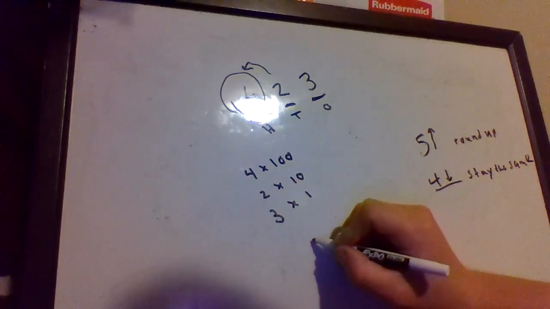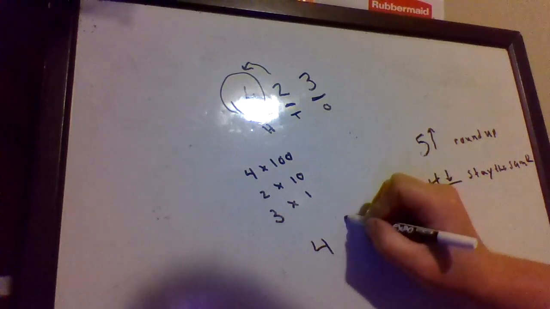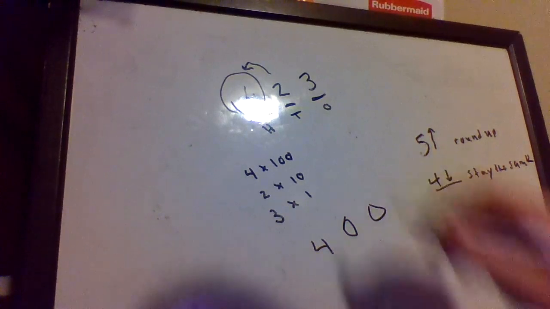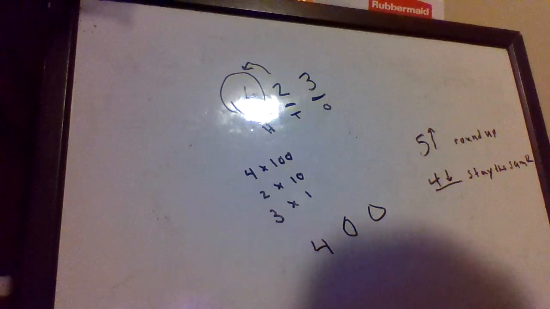So the 4 stays the same, so we're just going to bring the 4 down, and everything else is going to turn into a 0. The 2 is going to become a 0, and the 3 is going to become a 0.